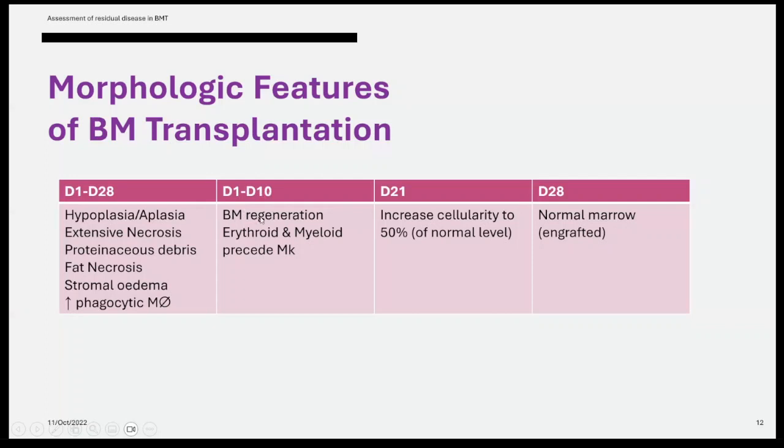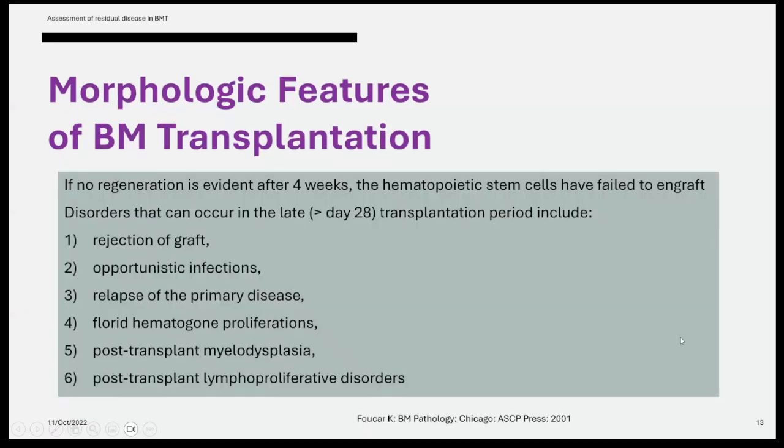you have bone marrow regeneration, with erythroid and myeloid preceding the megakaryocytes. So you get erythroid and myeloid regeneration first, followed by megakaryocytes. By the 3rd week, you get increased cellularity to almost 50% of normal, and by the end of the month, it is normal. If you are completely engrafted, by 1 month you get a normal marrow. If no regeneration is evident after 4 weeks, the hematopoietic stem cells have failed to engraft.